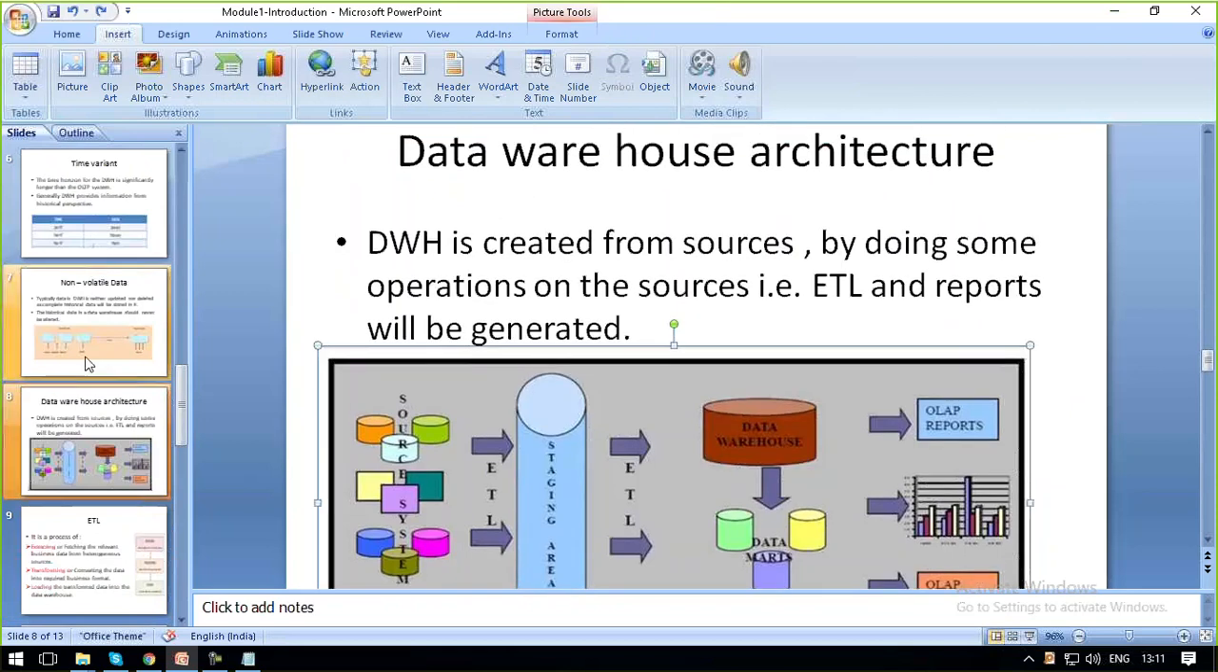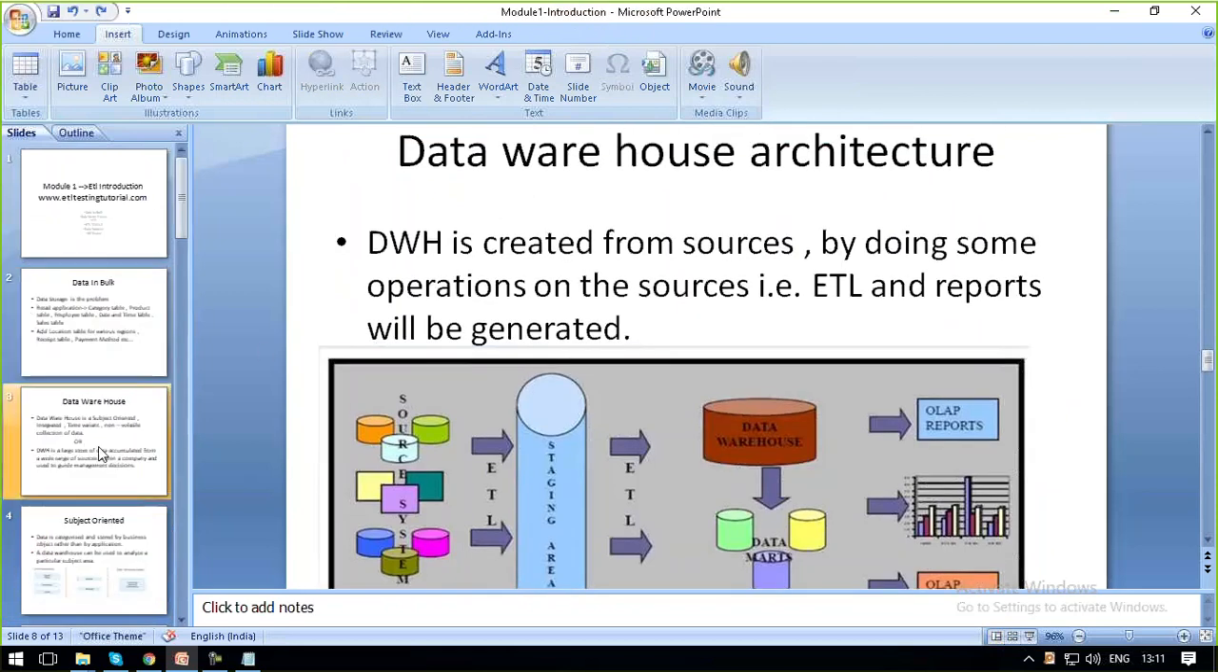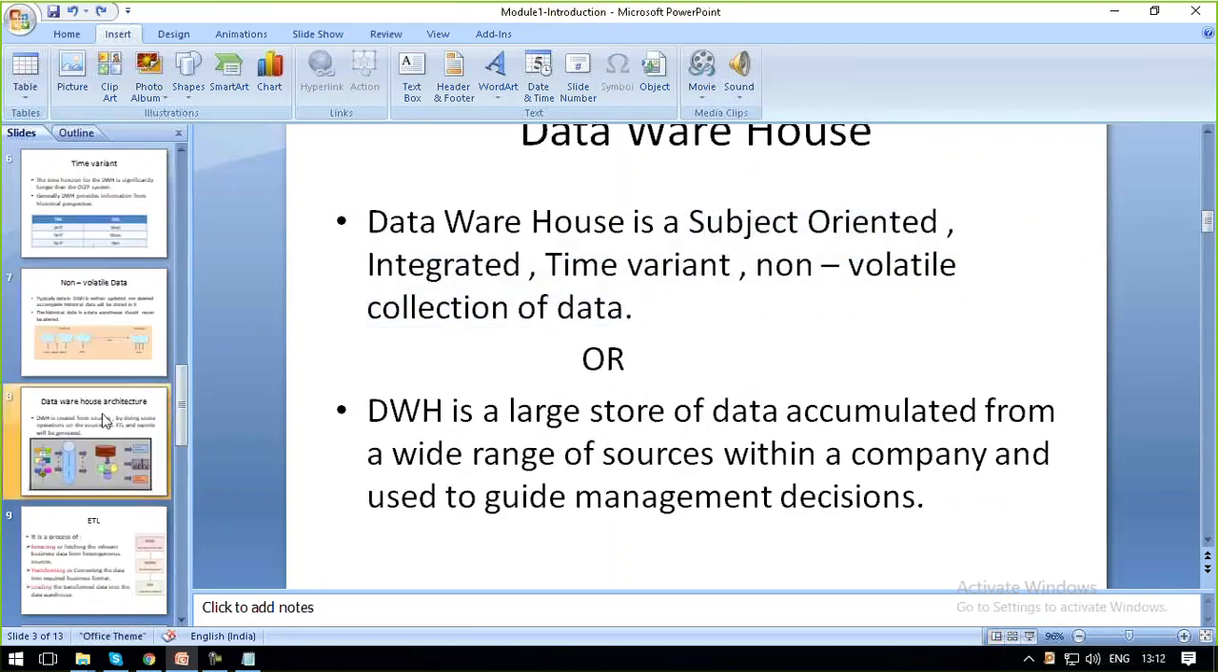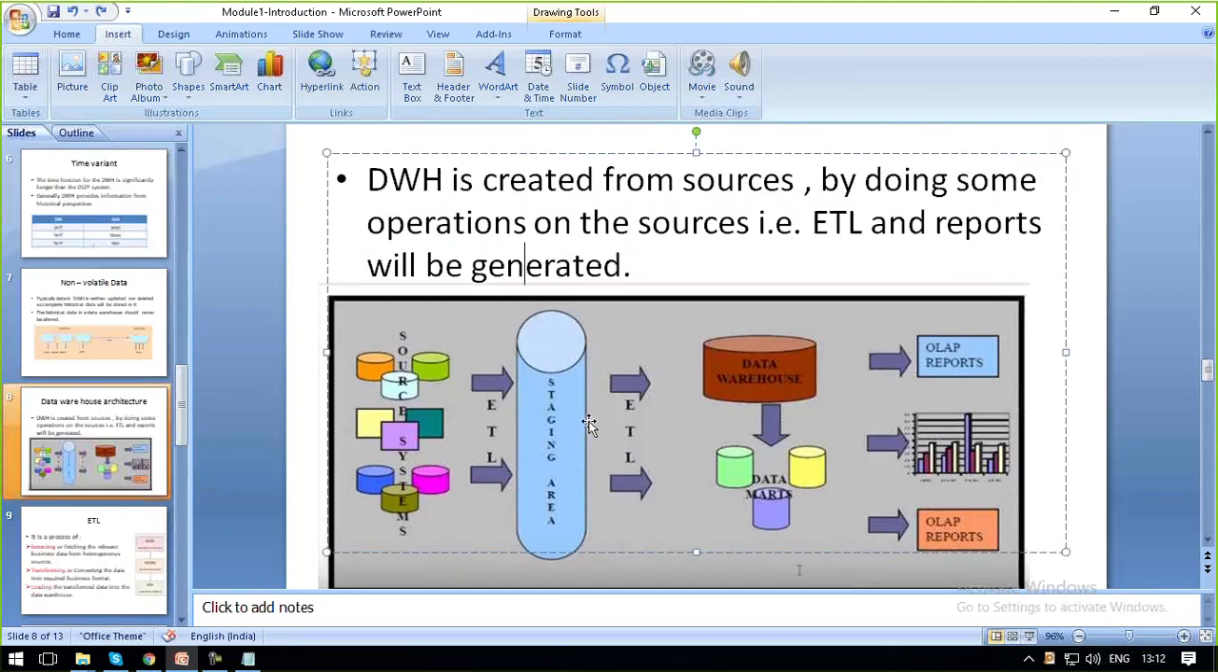Okay, now let's see. So our definition is done. Again, look at this: a data warehouse is a subject-oriented, integrated, time-variant, non-volatile collection of data. So the data warehouse is the collection of all such types of data. Now let's see what the architecture of a data warehouse is, where it stands, and where it comes into role if we are working with a variety of sources.